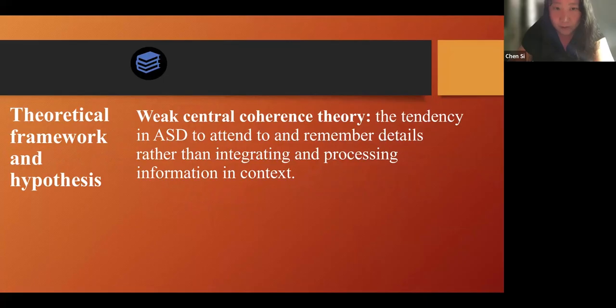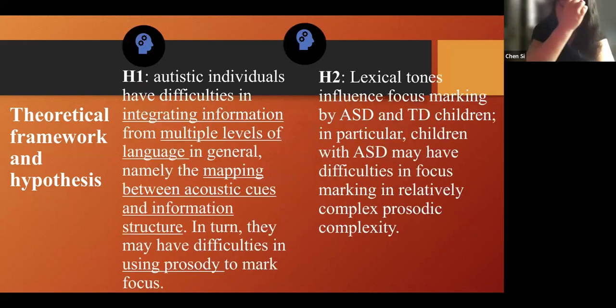Based on the weak central coherence theory, we try to make some hypotheses. If you're not very familiar with that, this theory basically is saying that autistic individuals tend to remember the details rather than integrating and processing information in context. So we try to apply this kind of theoretical framework in our study.